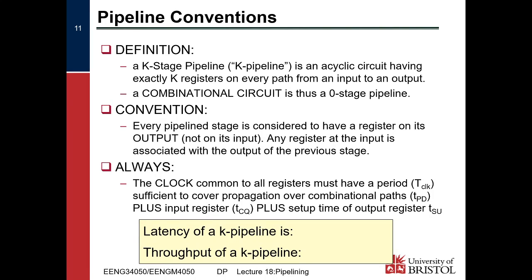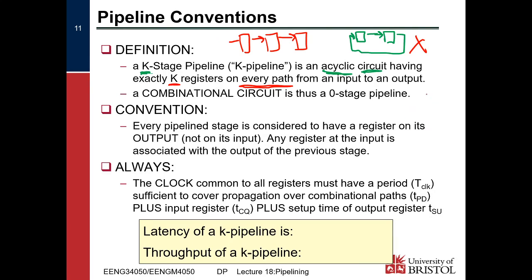So, conventions when we are defining pipelines. We define a K-stage pipeline, or a K-pipeline, as an acyclic circuit. That means that you can't have data going round in a loop. That's not allowed. It can only be data going forwards through the pipeline. It must have exactly K registers. So that's what you were saying, Varun, where it's the clock period times the number of pipeline registers in the critical path. That's exactly K registers on every path, right?